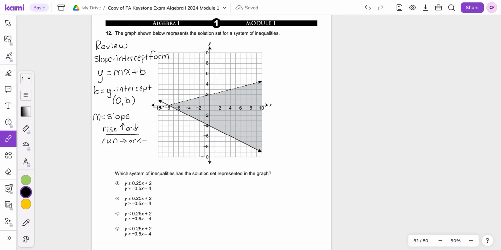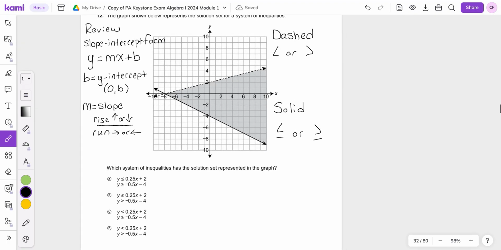Other important information here is this. We see that one line is dashed. And we know that dashed or dotted lines for inequalities are not equal, so that is either a less than or greater than symbol. And one of them is a solid line, which means or equal to, less than or equal to, or greater than or equal to. So we know we need one of each, one with the equal, one without.